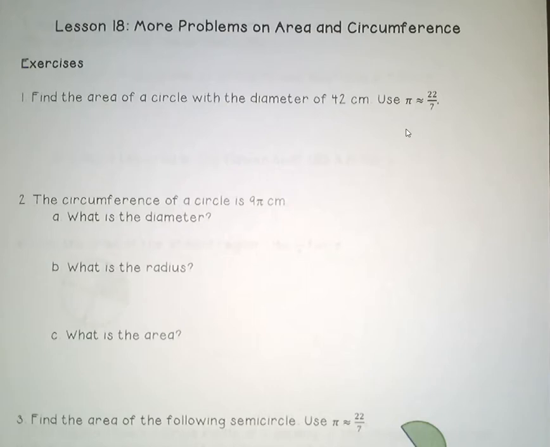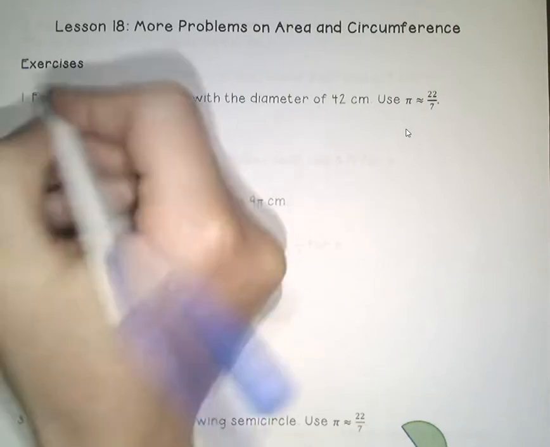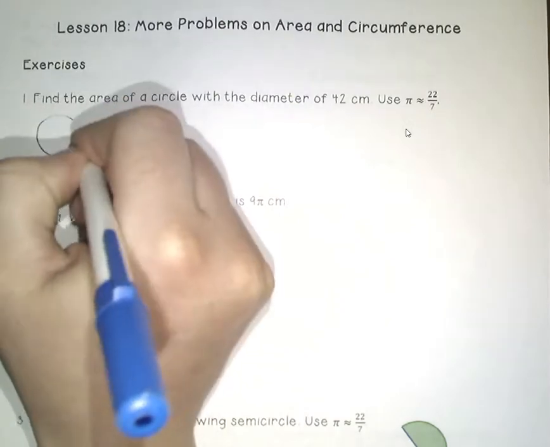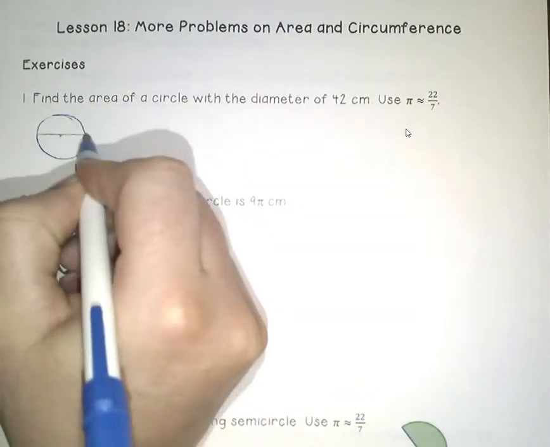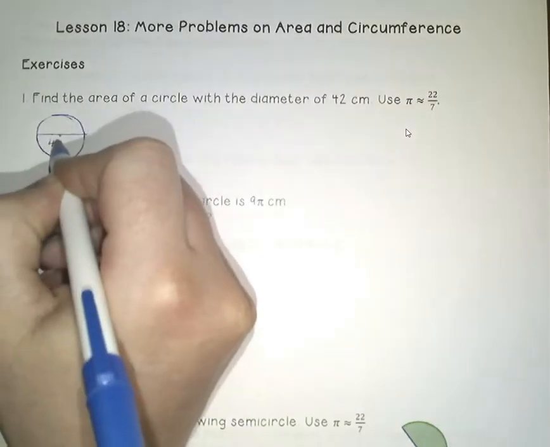So here we go, starting with the exercise 1. Find the area of a circle with the diameter of 42 centimeters. Use pi equals 22 over 7. So we are going to use the fraction for the pi today. Let's review how to find the area of a circle. If we have a circle, right now we have the diameter. The diameter is 42 centimeters.